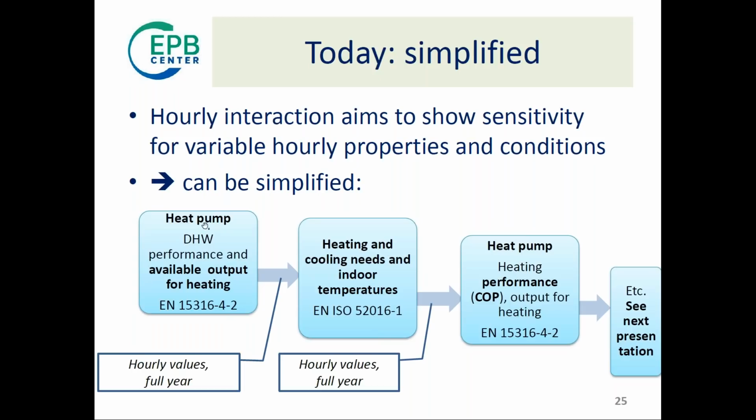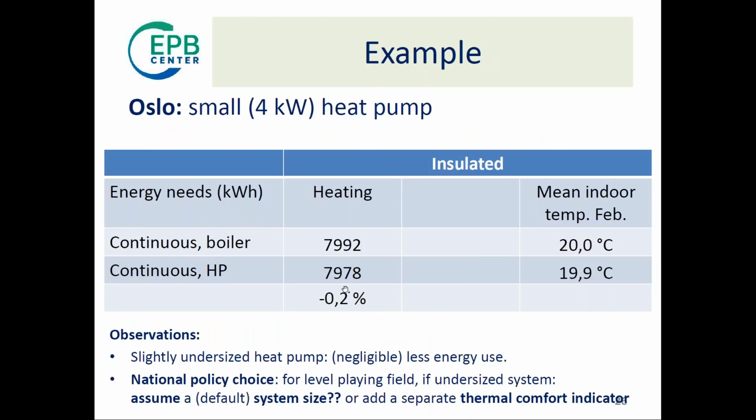We have now a calculation of the heat pump, from which we get the available output for heating for all hourly values for the full year. That's an input for the heating and cooling needs and indoor temperature calculation according to 52016 part 1. And then the output, again the hourly values for the full year, goes into the heat pump calculation again to calculate the COP, the performance of the heat pump, which depends on the conditions and on the energy needs. And this is all presented in Laurent Socal's presentation.